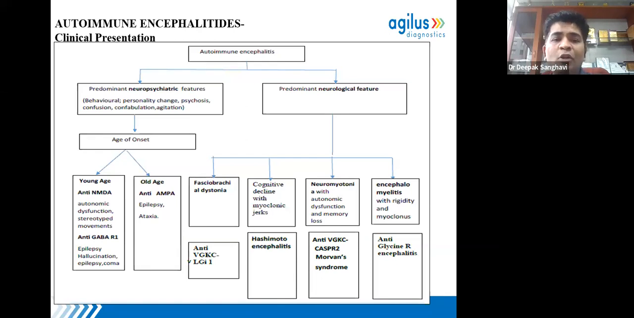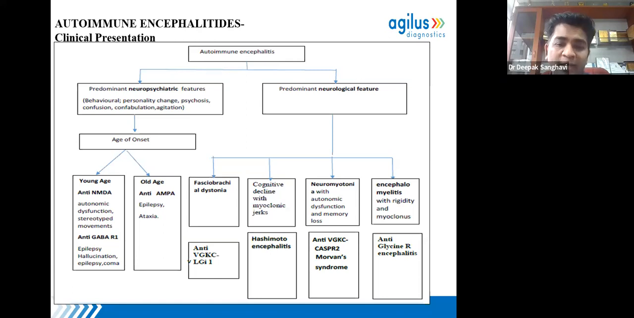When the patient does not have neuropsychiatric features and only has neurological features, the clinician will suspect if there is faciobrachial dystonia, or maybe neuromyotonia. So basically muscle and face both involved, or there's dystonia in the muscles. If the face is involved, it's mainly the VGKC LGI1 antibodies. If the nerves and muscles both are involved with memory loss also, then the second part of VGKC is the Caspr2 antibodies, which is also called Morvan syndrome. So these are the common conditions when dystonia is seen.